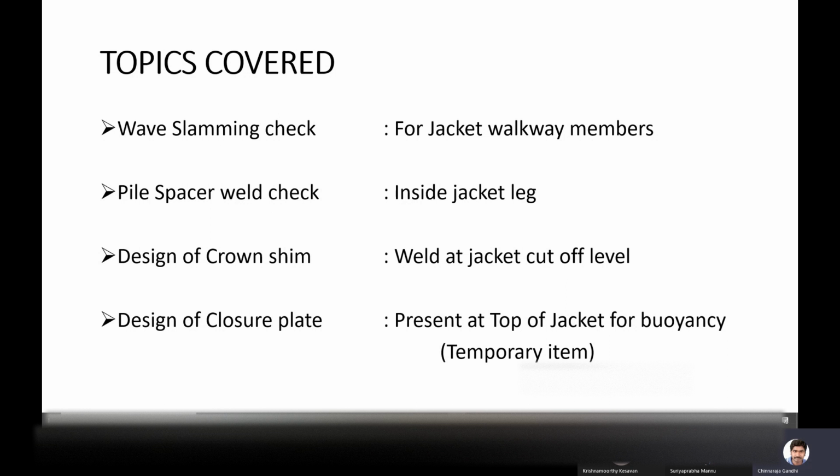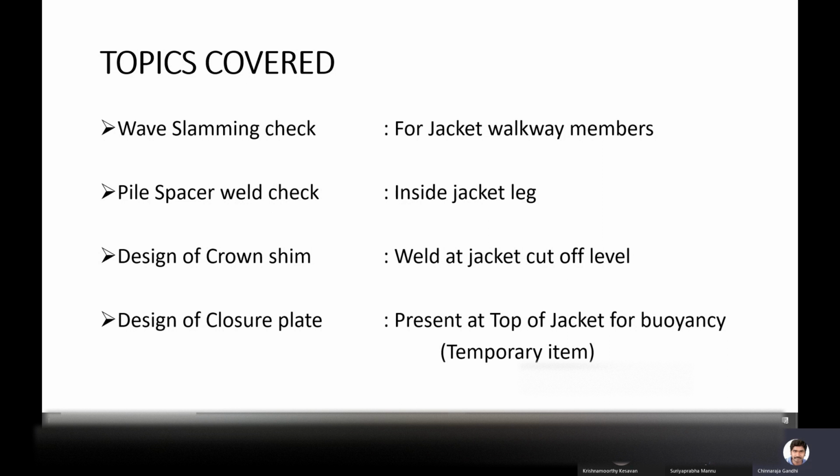Because in the analysis we consider the pile head on the mud mat, but the actual connection is at the top only, at the crown shim point. There will be no physical fixity at the mud mat level. So all the jacket load will go to the top weld through the crown shim, and then transfer to the pile. For that, we have to provide some piece in the jacket where the jacket cutoff is, and then calculate that piece and its weld. That is called the crown shim.